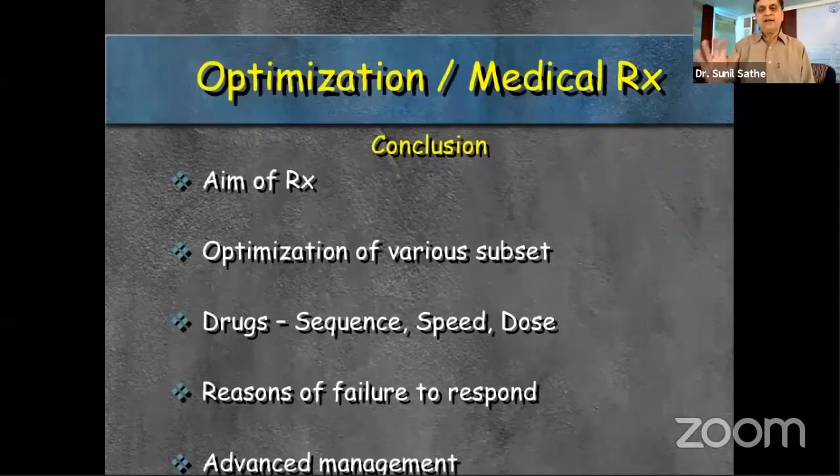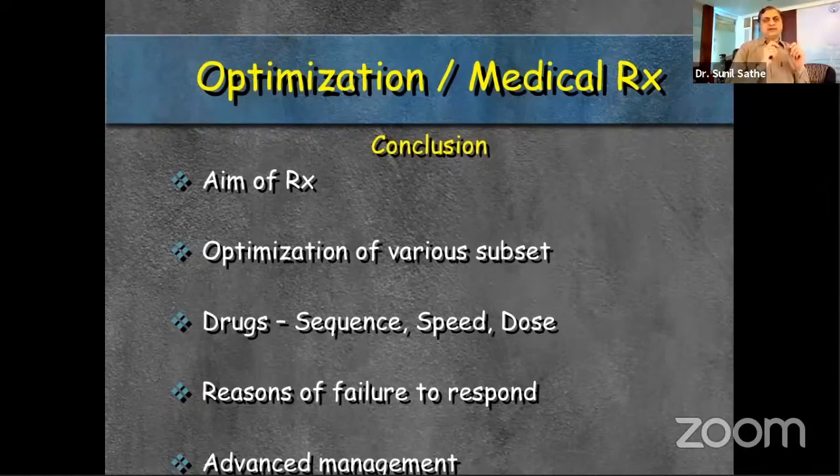Now, finally, in conclusion, when I talk of optimization of medical therapy today, friends, you must know, and this is a concept, that I must know what my aim is. My aim is symptoms, hospitalization, and mortality. So this is my aim. When I want to look at optimization of various subsets, I want to look at my clinical medicine. I want to look at enzymes. I want to look at the echo. I want to look at all the parameters, the renal dysfunction, and optimize the clinical subset. So I must know what has deteriorated in the patient.